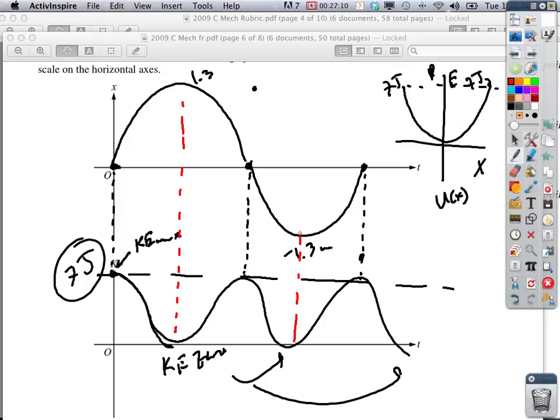The trick here is going from energy versus x to energy versus time. Okay, so how would you switch from energy as a function of space to energy as a function of time?